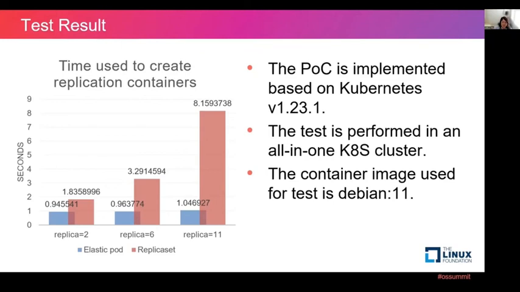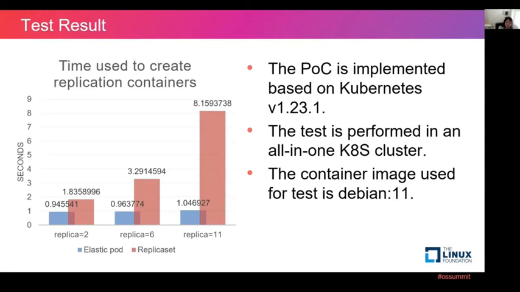On the left hand, as you can see, the column chart illustrates the time used to create replicate containers. The X axis represents the replica value, which scales from one replica. The Y axis represents the time consumption in seconds. The blue column represents the time consumption by our elastic pod method, and the red column represents the time consumption by the replica set method. As you can see from the column chart, the startup latency goes up slightly when the replica value rises using our elastic pod method.